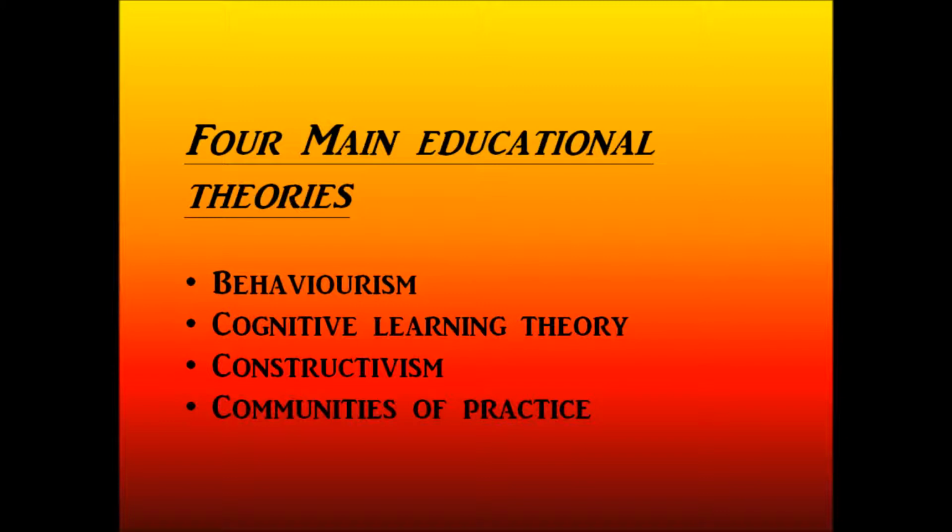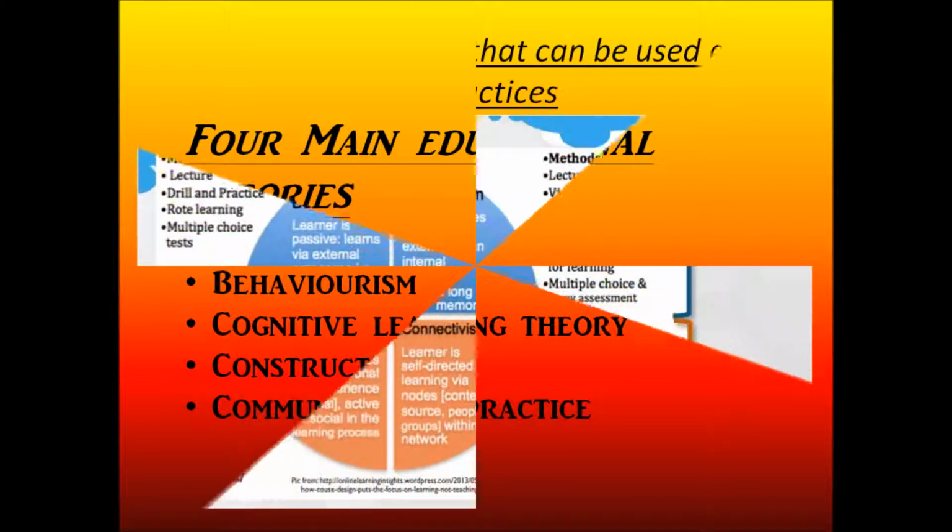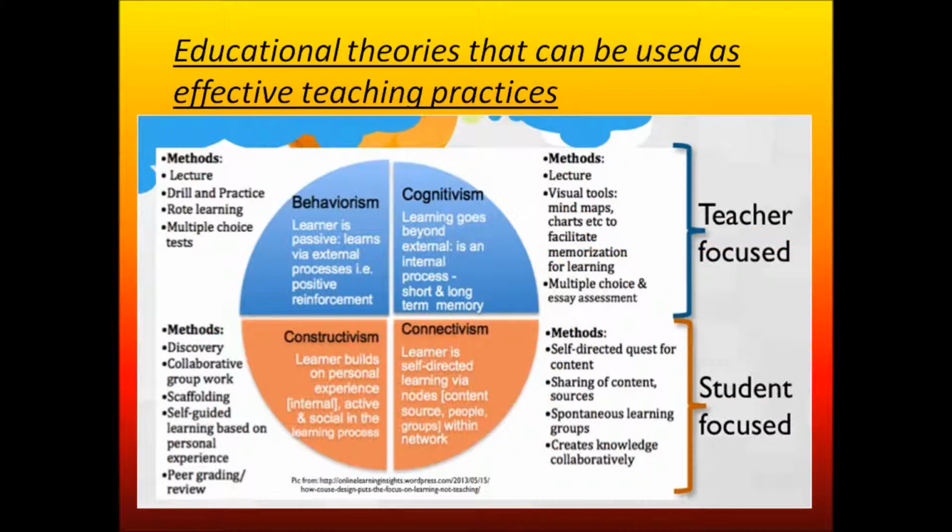The four main educational theories explaining these teaching practices are behaviorism, cognitive learning theory, constructivism, and communities of practice. Behaviorism and cognitive learning theory are more teacher-focused, and they both use the method of lecture to deliver the contents of a subject. In behaviorism, the learner is learning via external processes and the whole experience of learning is rote. In cognitive learning theory, the learning experience goes beyond external processes and it facilitates memorization.